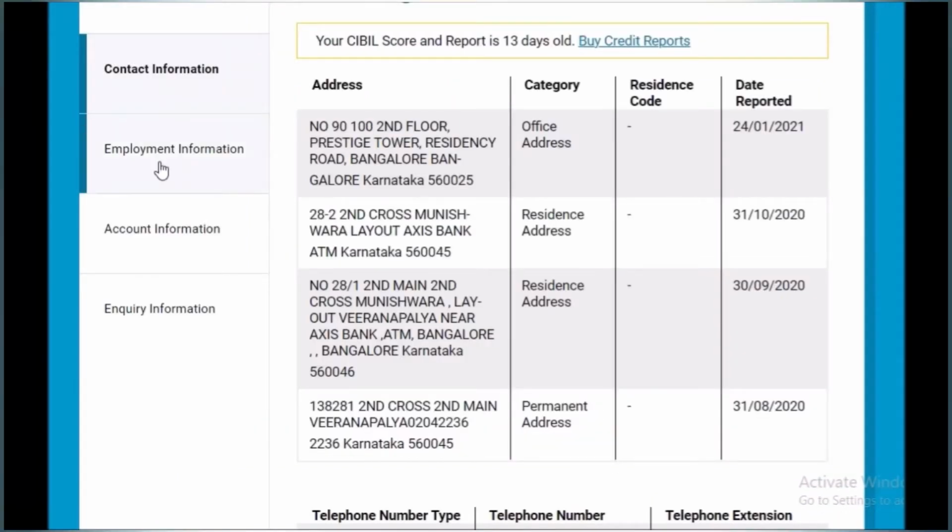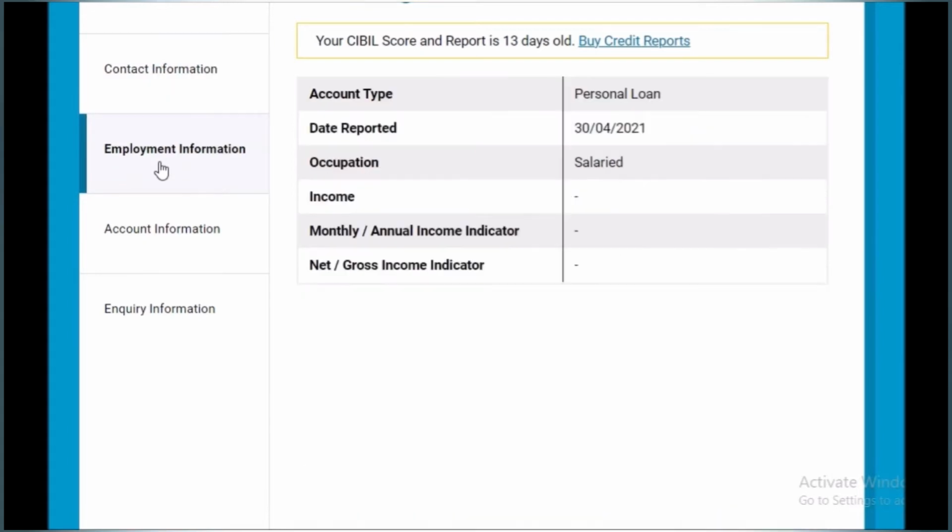After your contact information comes your employment information, and when you click on it, you'll get to know what the lenders have reported your occupation as. If you're salaried, they'll report it as salaried, and if you're self-employed, they'll report as self-employed, and the date when they reported to CIBIL.